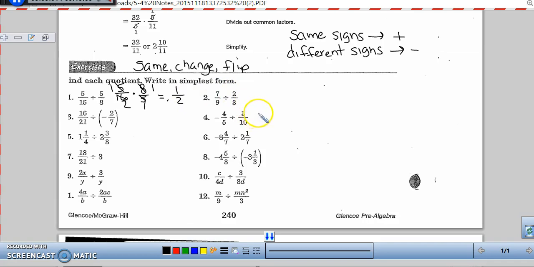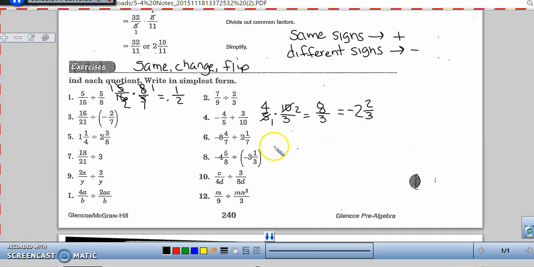Skip down to number 4 so we can find one with a negative. We're going to rewrite the 4/5. Change the divide to times, take the reciprocal of 3/10, which is 10 over 3, so we flipped it. We look to see if there's anything we can cross-cancel. We can cross-cancel 5 goes into 5 once and 10 twice. Multiply across the top, we get 8. Multiply across the bottom, we get 3. 3 goes into 8, 2 and 2/3 times. Different signs, answer is negative.